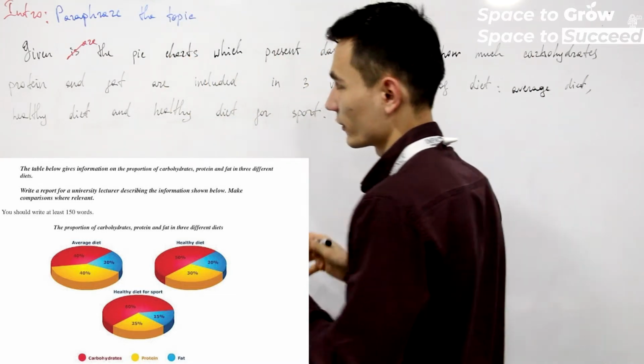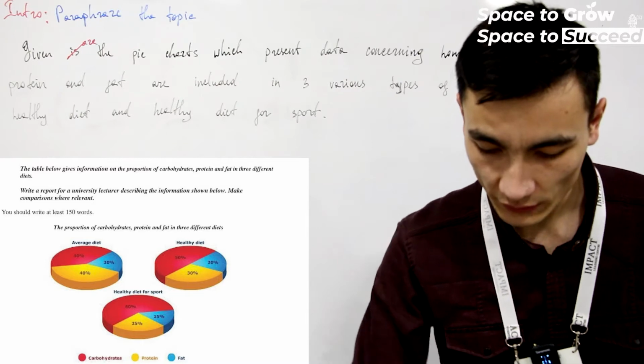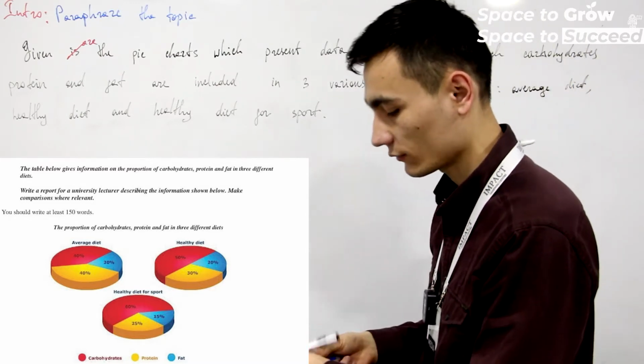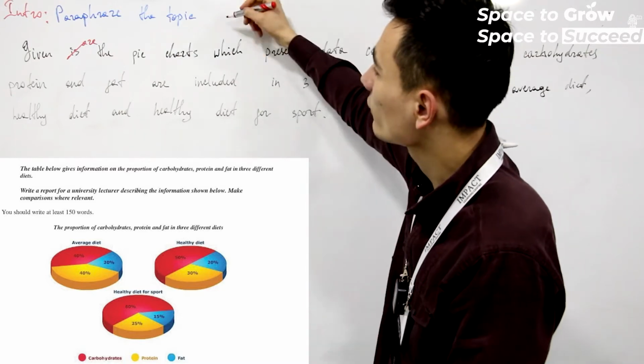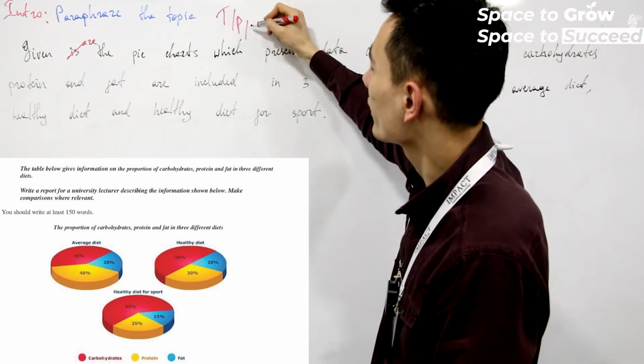Healthy diet for sport. So when you're giving information, you know that you have to give time, place, and measurement, right? So you have to give time, place, and measures.